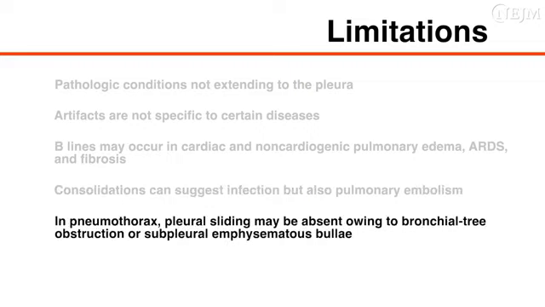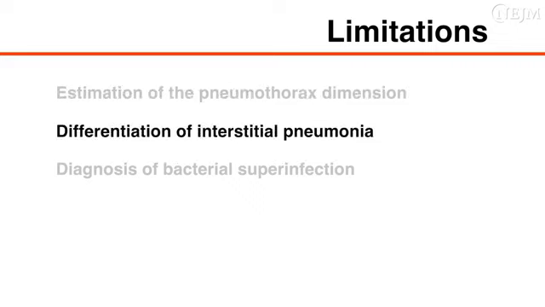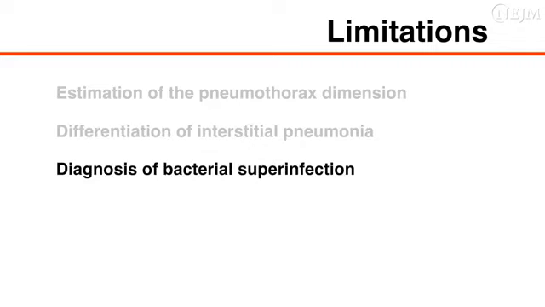In pneumothorax, pleural sliding may be absent owing to other clinical conditions such as bronchial tree obstruction or subpleural emphysematous bullae, which may require additional diagnostics depending on the clinical condition. In the diagnosis of pneumothorax, the lung point is the only pathognomonic sign, but sometimes it can be time-consuming or impossible to locate. Therefore, it may not be possible to estimate the dimensions of a pneumothorax. Lung ultrasonography cannot be used to differentiate the causes of interstitial pneumonia. In patients with viral pneumonia, lung ultrasonography has limited ability to diagnose bacterial superinfection.